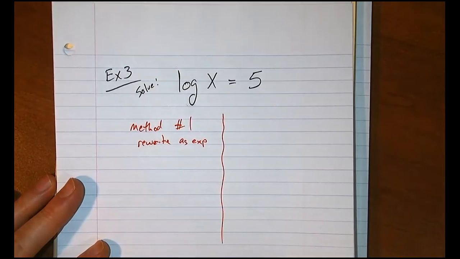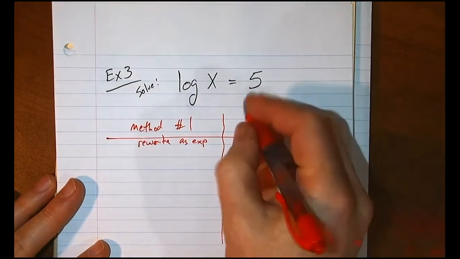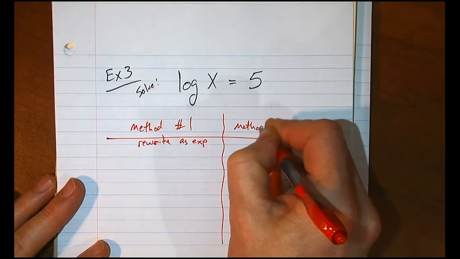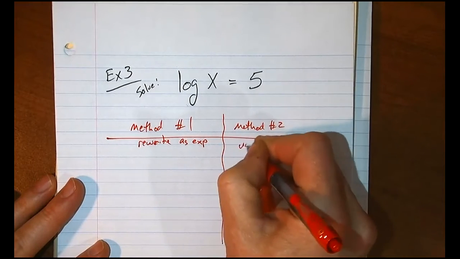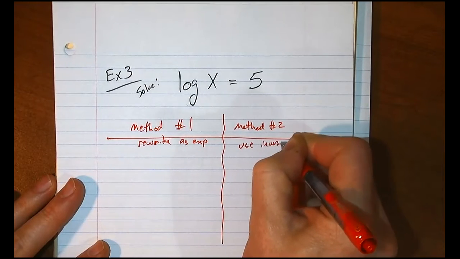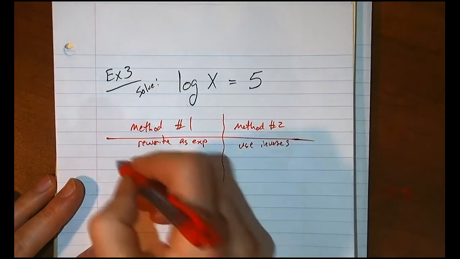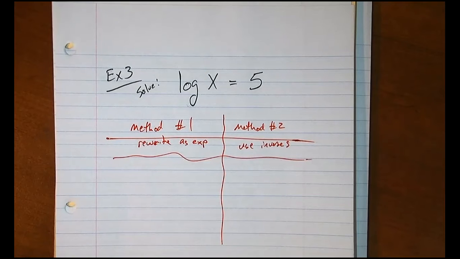And that'll be our first method. Method number 2 is going to be to use inverses. And in this case, it's the exponential that is our inverse. So we can do it either way. I would recommend do it the same way for both.